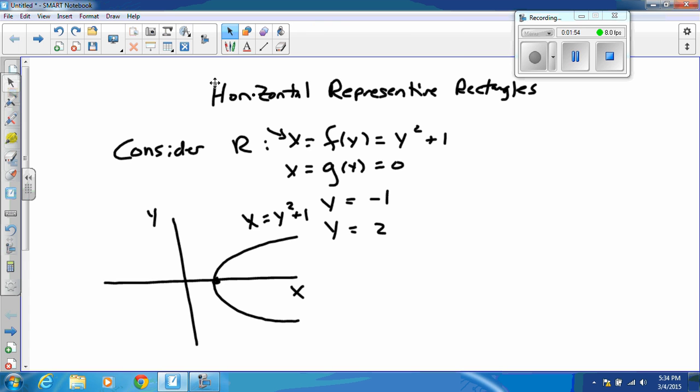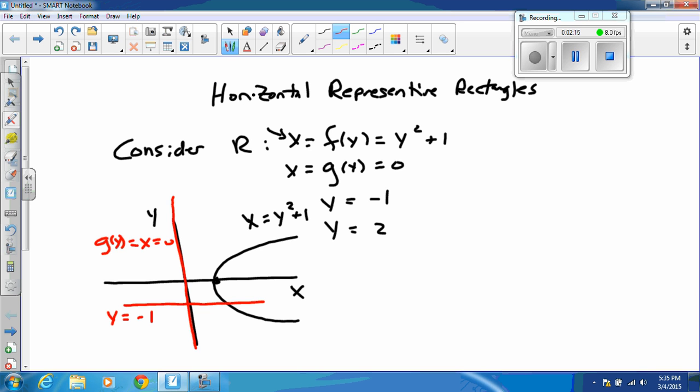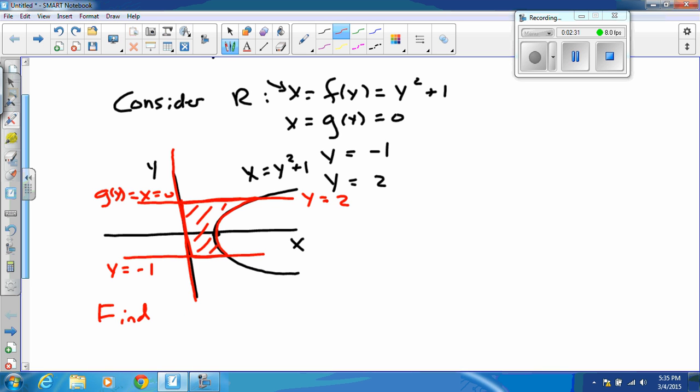Likewise, the curve g of y equals 0 means that our x-coordinate, no matter what y I plug in, is going to be 0. So this is g of y equals 0. And the lines y equals -1 and y equals 2 are exactly what you think they are. They are horizontal lines. And now we have the region, which is this region right here. And what we'd like to do is to find the area of R.